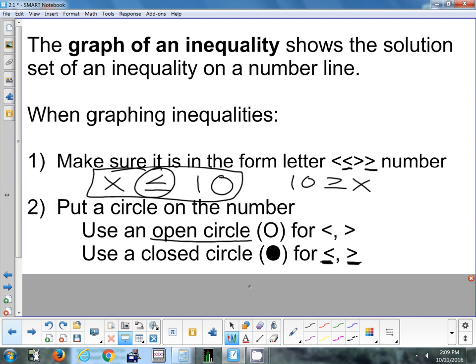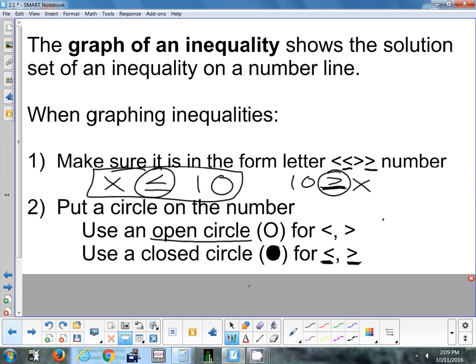Okay, so the way you figure out, is this a problem where I should use a filled in circle or a circle that's empty? Look at this symbol. If it's got something extra under it, if it's got the extra line under it, you have to take the extra step and fill in the circle. That's how I remember it. If the symbol has more stuff, I have to do more stuff with the circle.